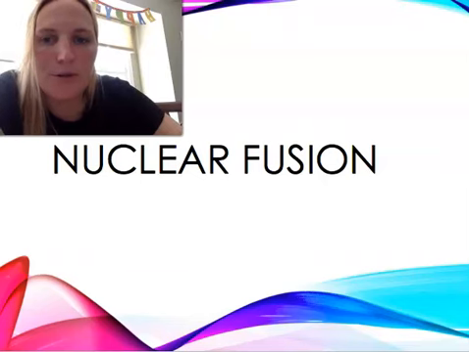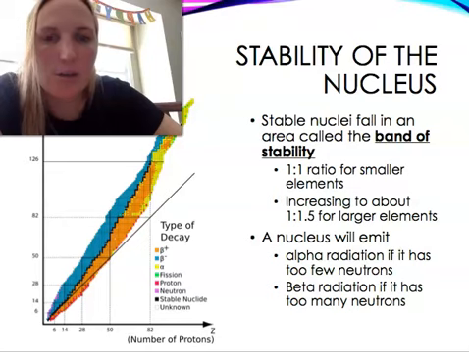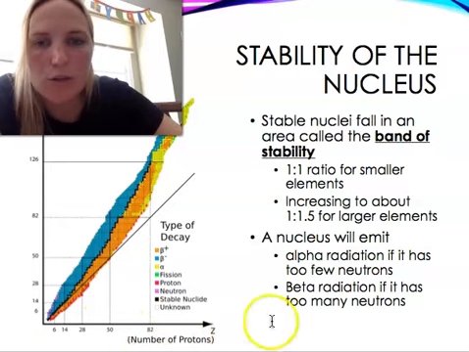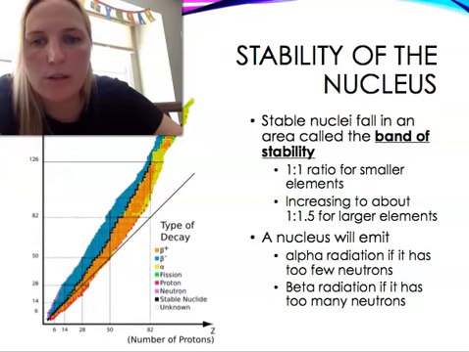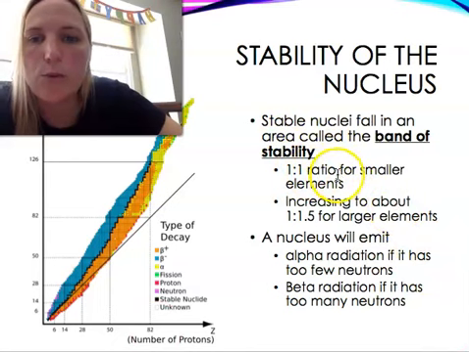In this video, we're going to look at nuclear fusion. So to begin, we'd like to discuss what's called the stability of the nucleus. And the way that we could determine that is by looking at something called the band of stability. So if we look at our x-axis, which shows us the number of protons, and our y-axis showing us the number of neutrons, when you have the same number of protons and neutrons, meaning you have a 1-to-1 ratio, you are going to be a stable nucleus.